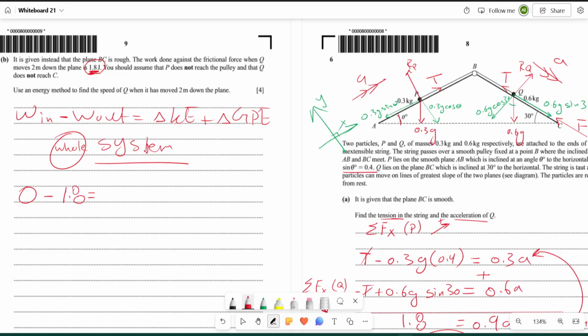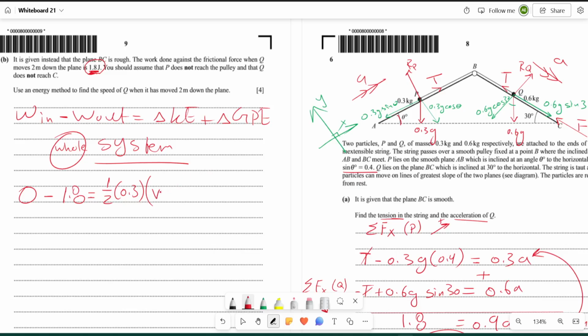However, you need to take care that you're taking both particles, so you need the change in kinetic energy of both particles. So let's start with P first. It's going to be half times the mass of P, which is 0.3, times the change in speeds squared of P.